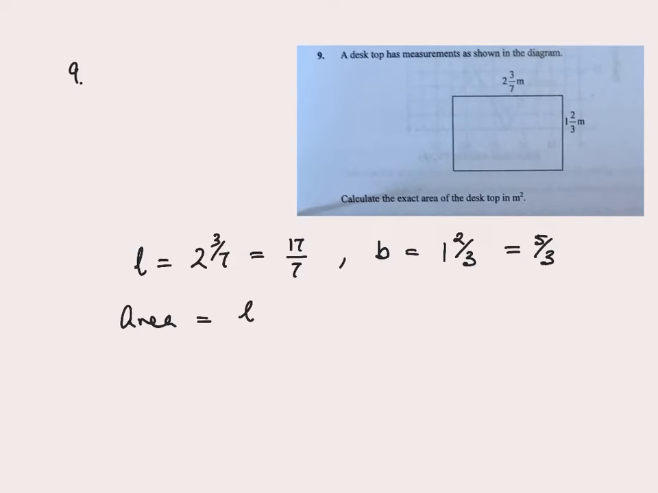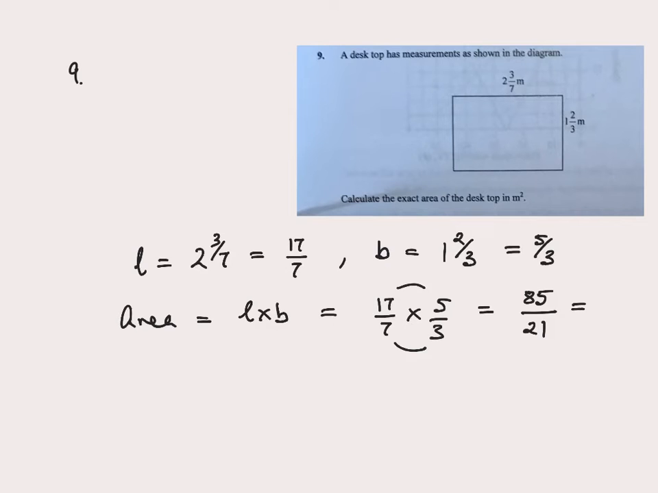So we have a length which is 2 3/7, and we'll convert that into, well, 7 times 2 is 14, plus 3 is 17 over 7. We have a breadth which is 1 2/3. 3 times 1 is 3, plus 2 is 5, so that's 5 over 3. The area is length times breadth, so it's 17 over 7 times 5 over 3, multiply tops, multiply bottoms. 3 times 7 is 21, 5 times 17 is 85, and that's 85 over 21.